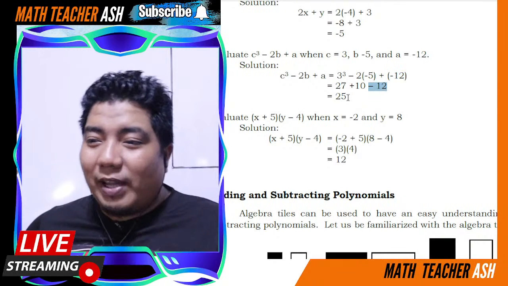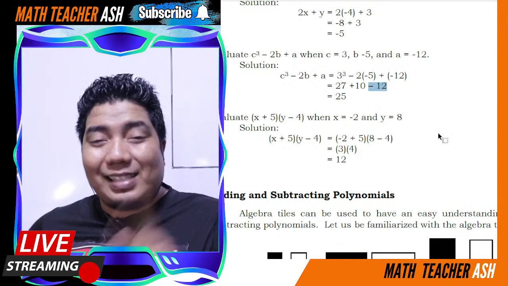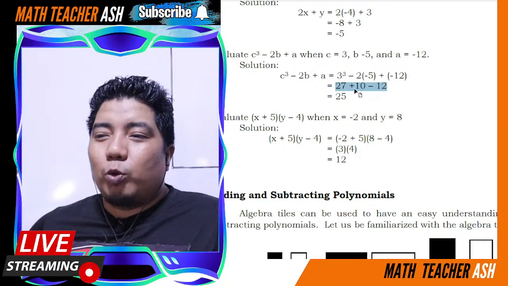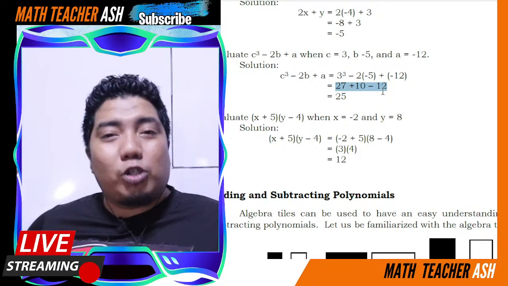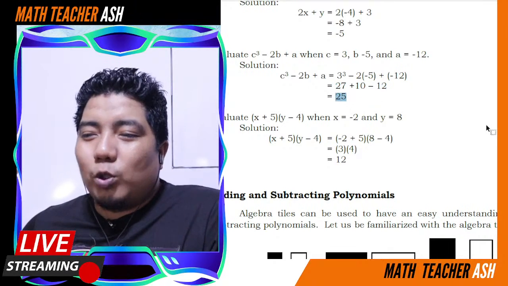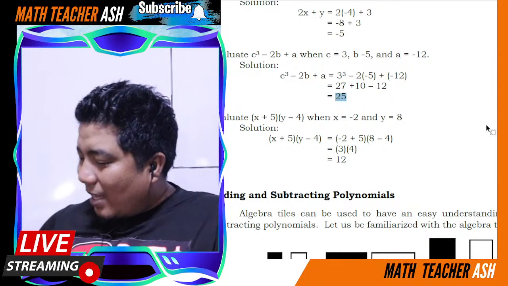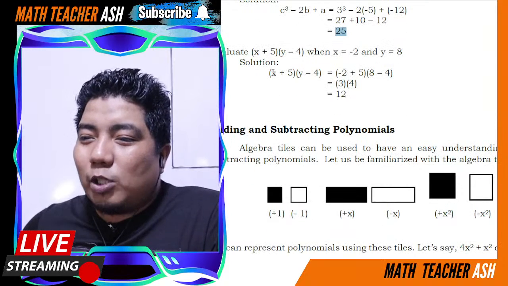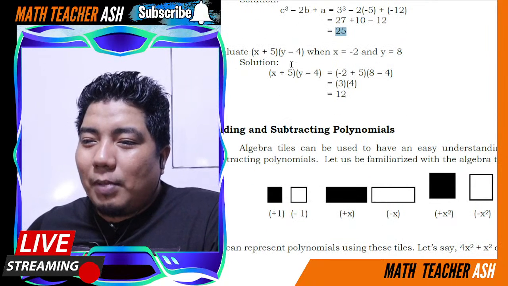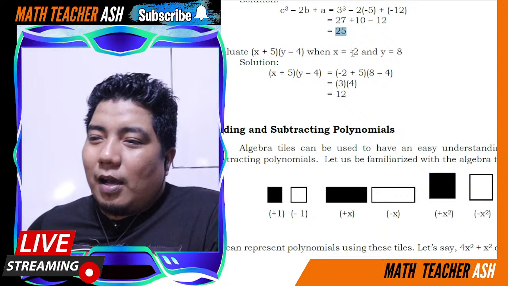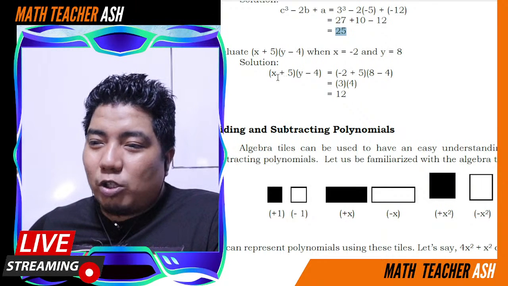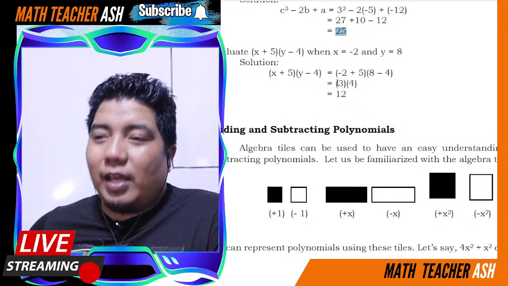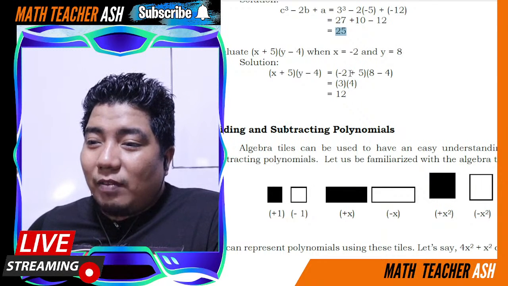So, when you simplify them, 27 plus 10 minus 12, you start from the left to right, okay? 27 plus 10, that is 37. Minus 12, that is positive 25. Okay? At ganun lang kadali, my dear math learners. Okay. So, how about this one? Kapag dalawa namang quantity ang binigay. So, ganun lang din. I-substitute mo lang sa given. So, we have x as our negative 2. Y is positive 8. So, we have negative 2 plus 5.